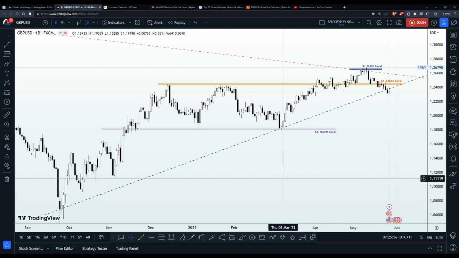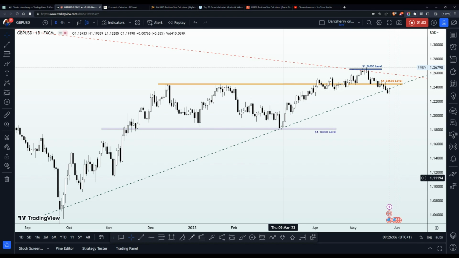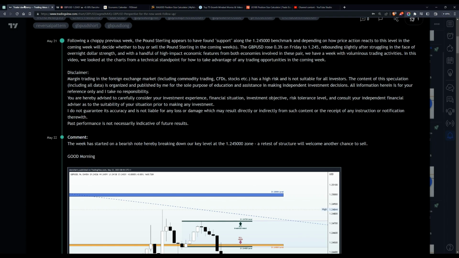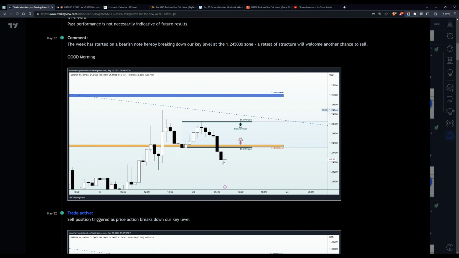Since this is going to be a follow up to my previous analysis, I would like to share with you some of the key moments that we had. Though we were quite profitable on the GBPUSD, we had some choppy situations happen. And this was my commentary at the beginning of the week, where we saw how price action was initially ranging between the 1.24720 and the 1.24450 level. And this was what we were actually using to guide our trading activity.